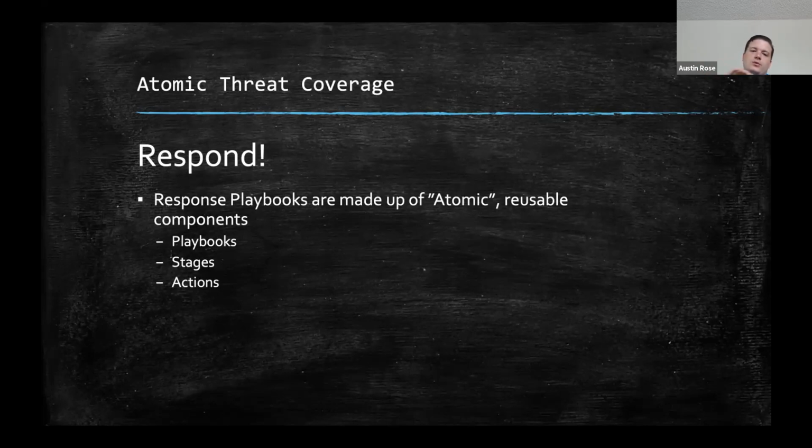And so what Atomic Threat Coverage has you do is create a playbook, which is made up of many stages, and each stage is made up of many actions. The nice thing about having it atomic like this is that an action can be assigned to multiple stages and multiple different playbooks, so you're not repeating yourself. If you've got a programming background, you always want to follow the don't repeat yourself, or DRY, methodology. Atomic Threat Coverage helps keep that same method in use case development.